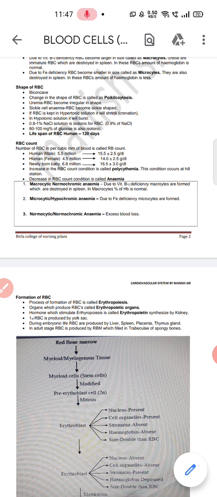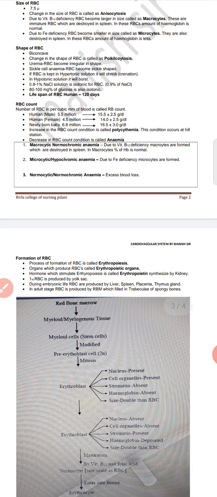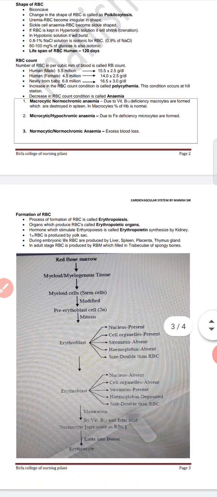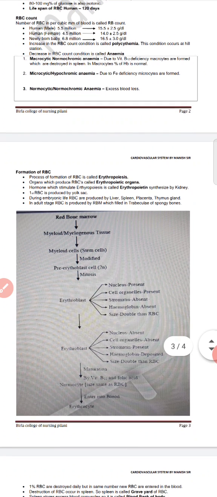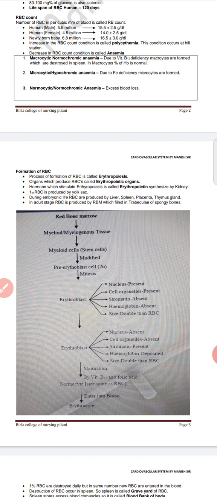Increase of RBC count is called polycythemia. This condition occurs at hilly stations. Decrease in RBC count is called anemia. These have many different types. The formation of RBC is called erythropoiesis, and the organ which produces RBCs is the erythropoietic organ. The hormone which stimulates erythropoiesis is called erythropoietin, synthesized by the kidney.